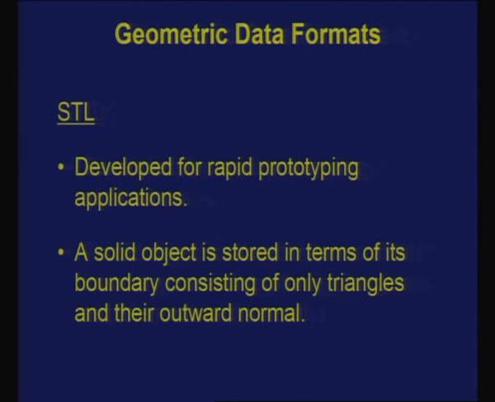Here a solid object is stored purely in the form of its boundary. So, it is a BREP type of format, but the boundary consists of only triangles. The entire object can be completely represented as triangles. Suppose I take a parallelepiped, a box-like object, it has 6 faces, each face is a rectangle, but I can divide each rectangle into 2 triangles. So, I can store the object as 12 triangles.